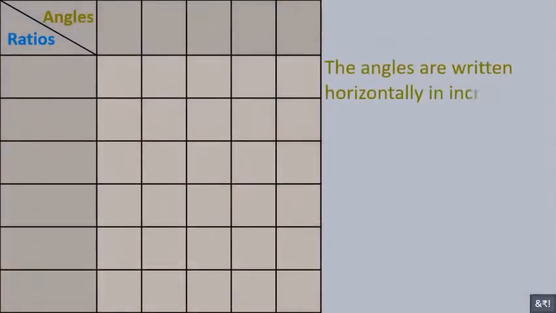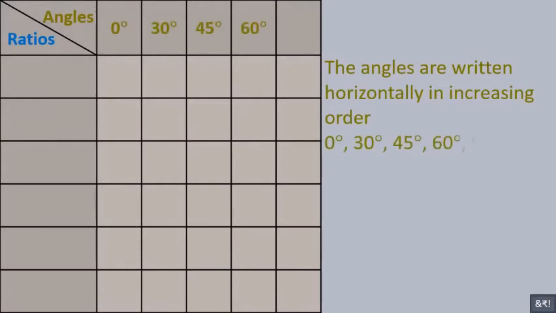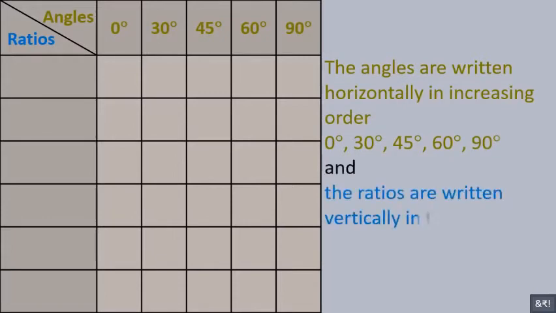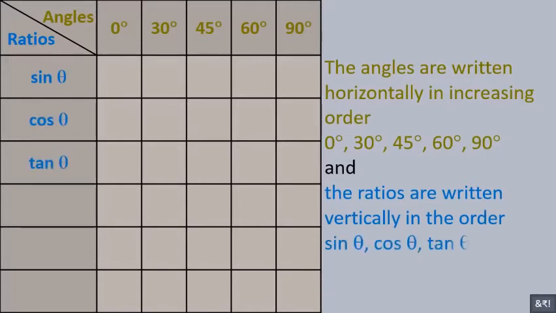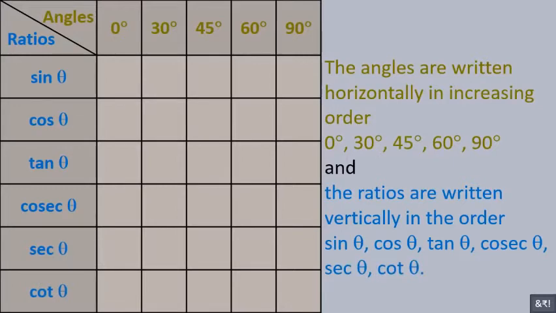The angles are written horizontally in increasing order: 0 degree, 30 degree, 45 degree, 60 degree and 90 degree. And the ratios are written vertically in order: sin theta, cos theta, tan theta, cosec theta, sec theta and cot theta.